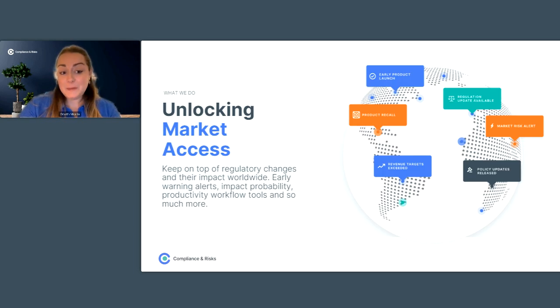As mentioned, C2P is our enterprise SME-led software, the key to unlocking market access as new products can be designed and built with full confidence you've met all compliance obligations. This includes early warning alerts, impact probability, and productivity workflow tools, and so much more. And with that, I am delighted to hand it over to you, Dila.